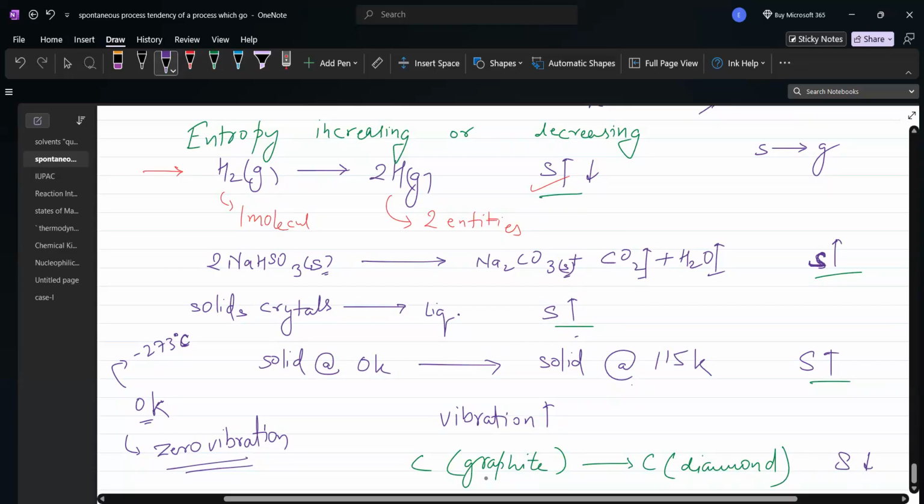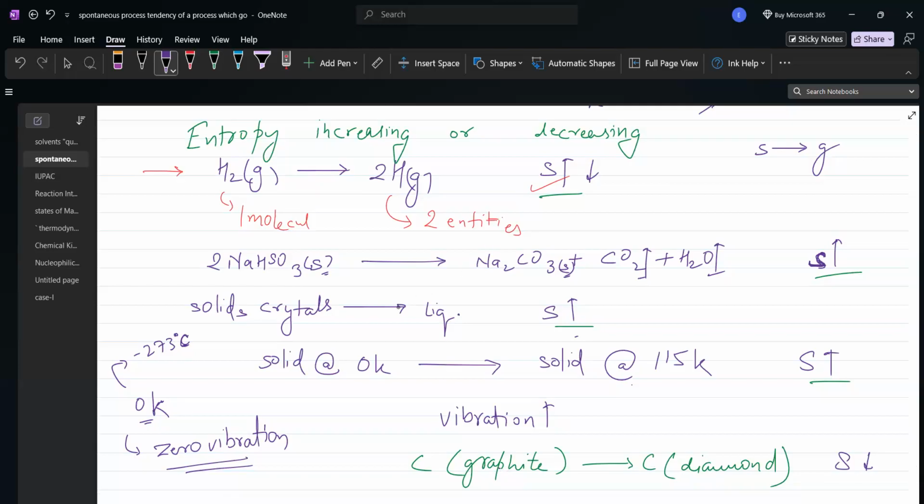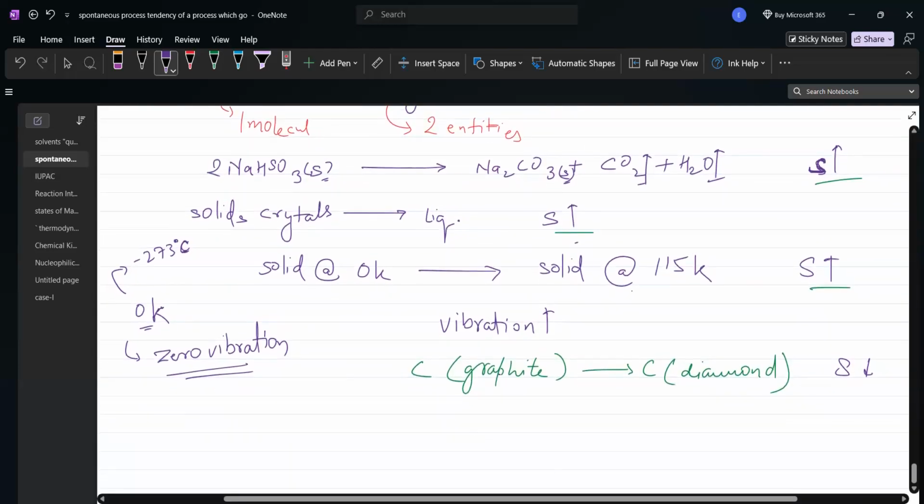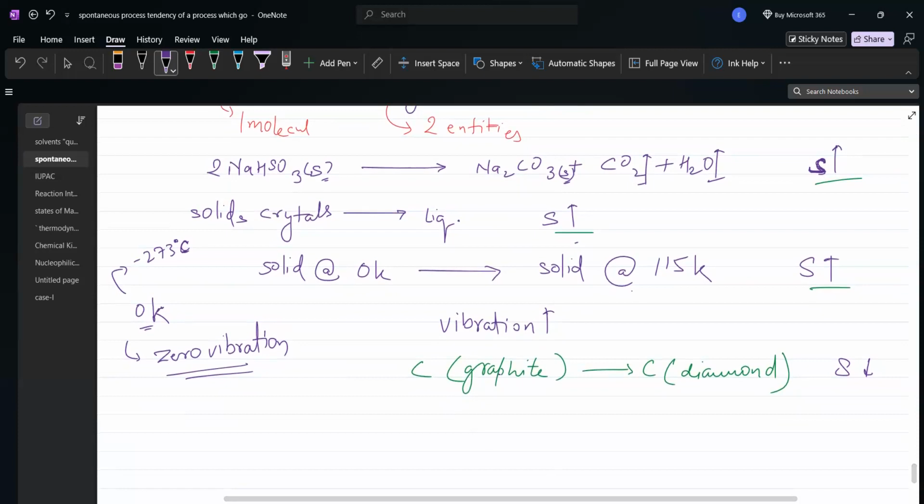So graphite has a slippery structure. I've already shown you the structure of it. So the molecules slip over it, so they have some movement. In diamond, there is no movement at all. So entropy will decrease, right? Everyone? Yes, sir. Okay.